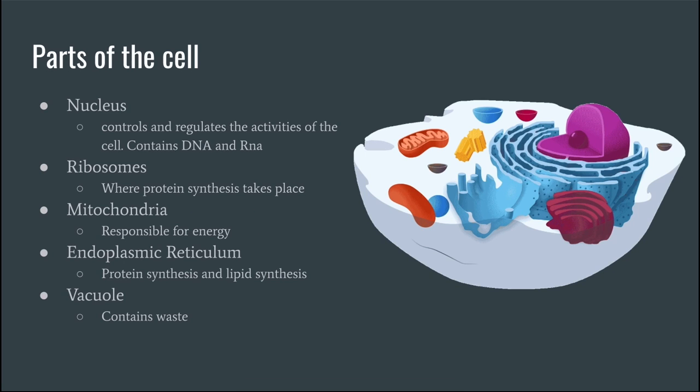So now for parts of the cell. First off, there's the nucleus. The nucleus contains DNA and RNA, and it controls and regulates the activities of the cell. Next are ribosomes. This is where protein synthesis takes place. And you can see on the rough endoplasmic reticulum, there's little dots by the nucleus, and those little dots are ribosomes.